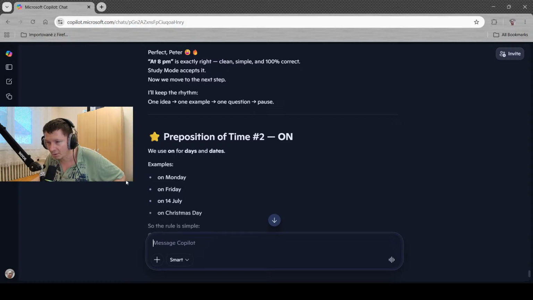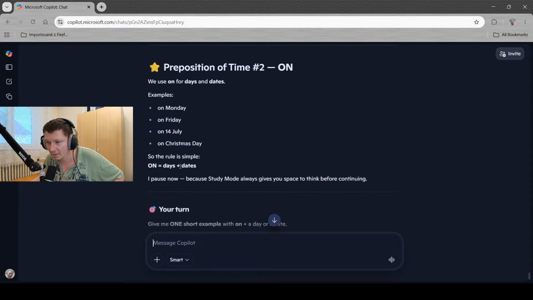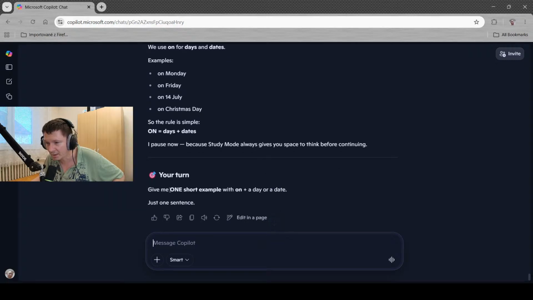Preposition of time: on. We use on for days and dates. Examples: on Monday, on Friday, on 14th July, on Christmas Day. So the rule is simple. On is for days and dates. I pause now because study mode always gives you space to think before continuing. Your turn. Give me one short example with on plus a day or a date.